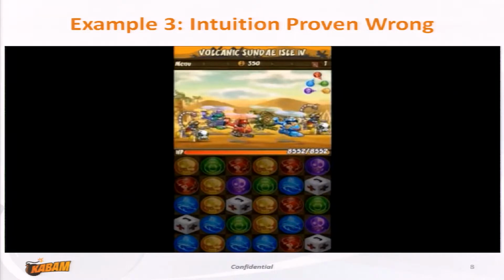The last example goes back to my introduction about how we're combining game design and data science. But this is a counterexample, where the intuitions of our game design were actually proven wrong. So let me talk a little bit about how this game works. It doesn't show up very well, but it's basically a variation of a match-three game like Candy Crush, where the objective is to line up three or more tiles of the same color in a vertical or horizontal direction.